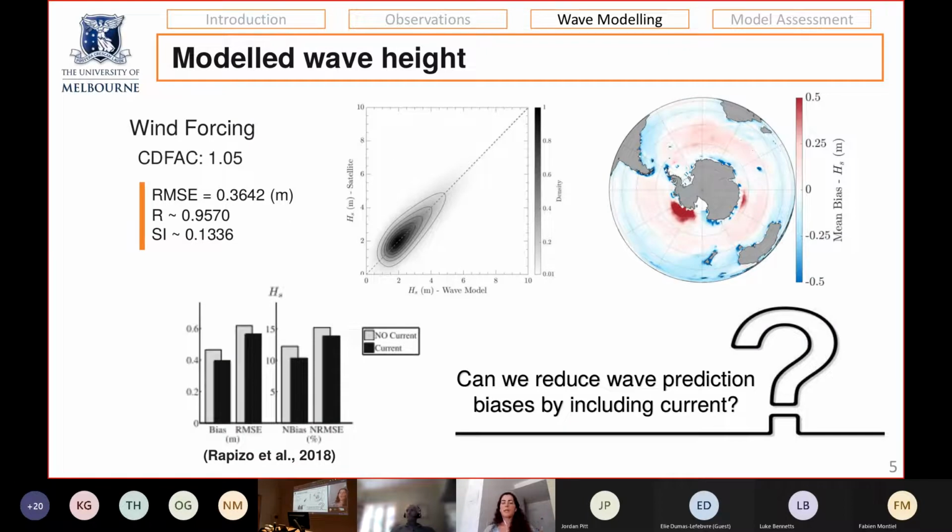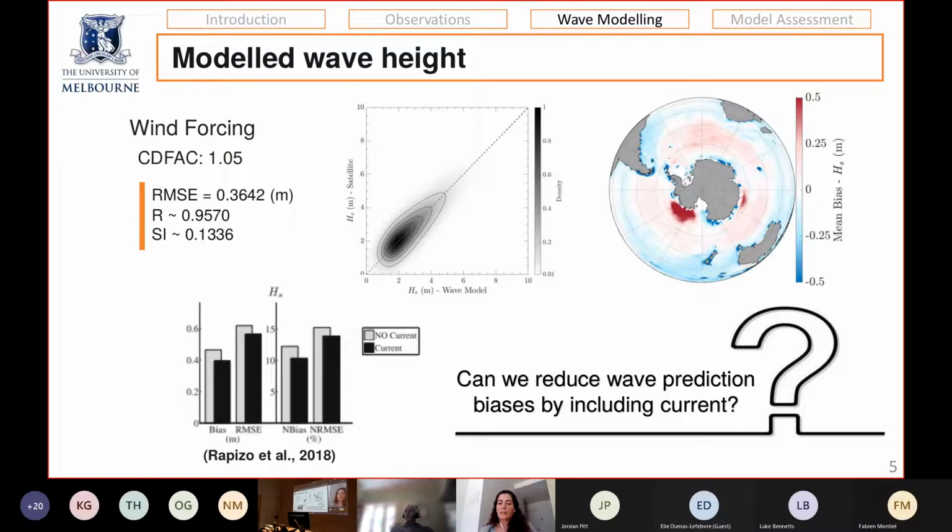Both calibration and validation were done against satellite altimeter observations of significant wave height. And here you can see the result during my validation period. In general, the model is doing a pretty good job. However, there exist some biases spread around the Southern Ocean and some more extreme biases, as you can see, that are closer to the Antarctic continent. The red values basically show the model overestimating the wave height in the region.